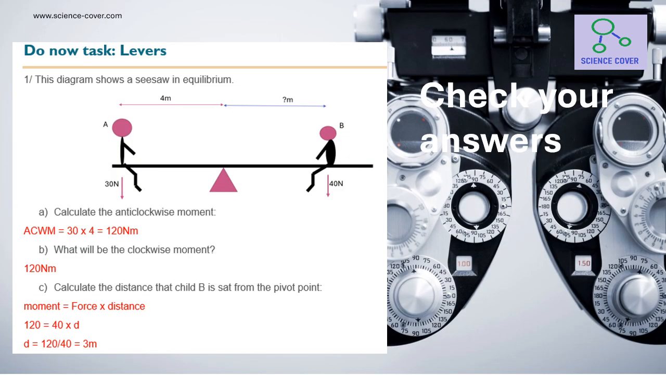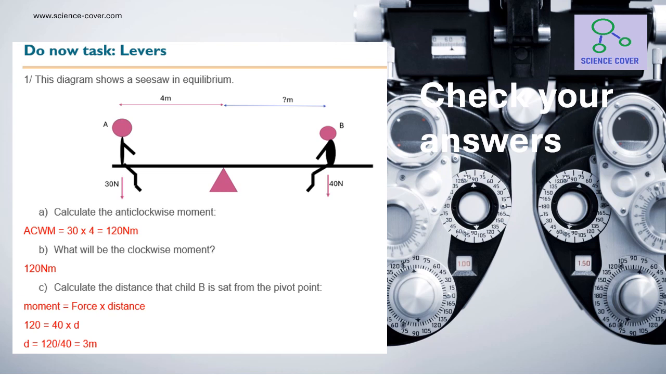Let's check the answers. Number 1. This diagram shows a seesaw in equilibrium. Calculate the anti-clockwise moment. So the anti-clockwise moment, we need to take the force, 30 newtons, and multiply it by the distance from the pivot, 4 meters. 30 multiplied by 4 is 120 newton meters.